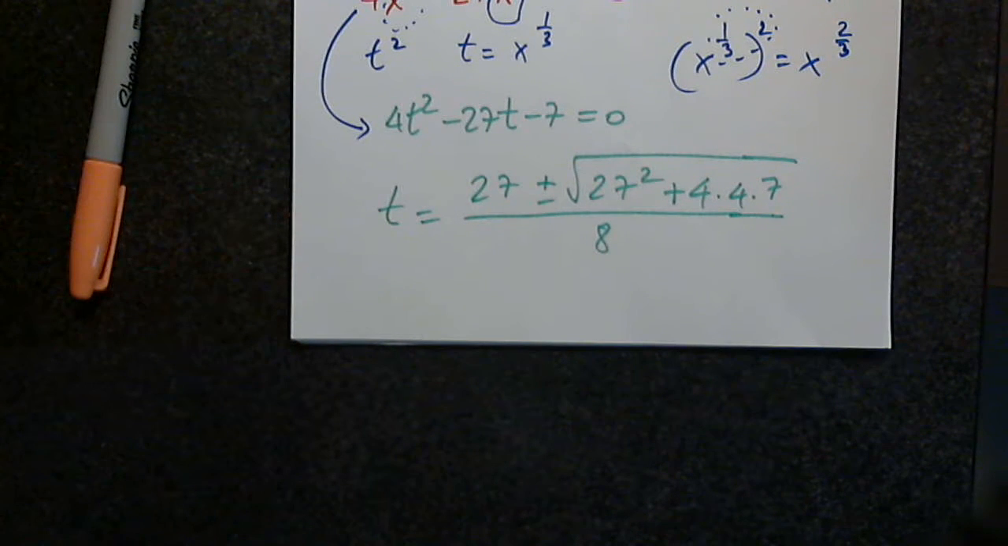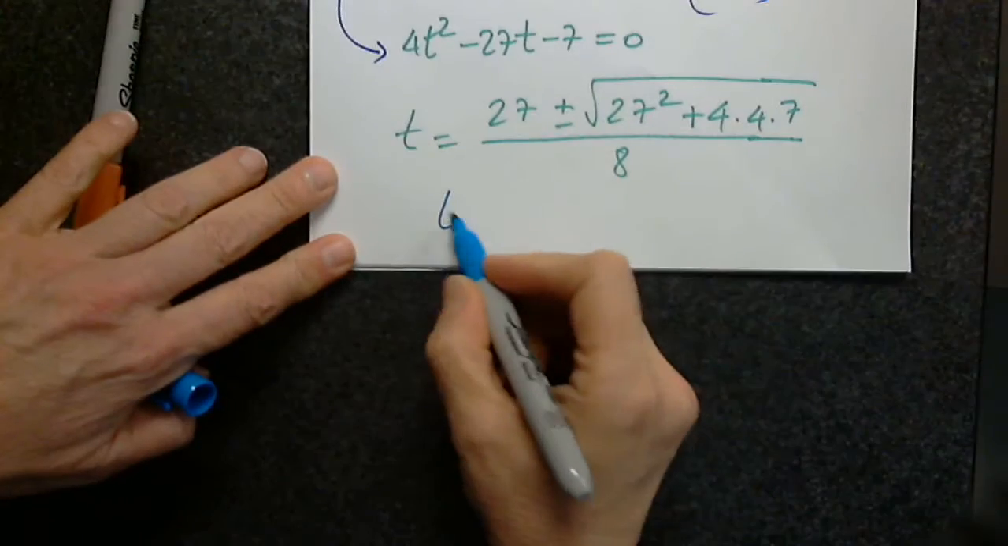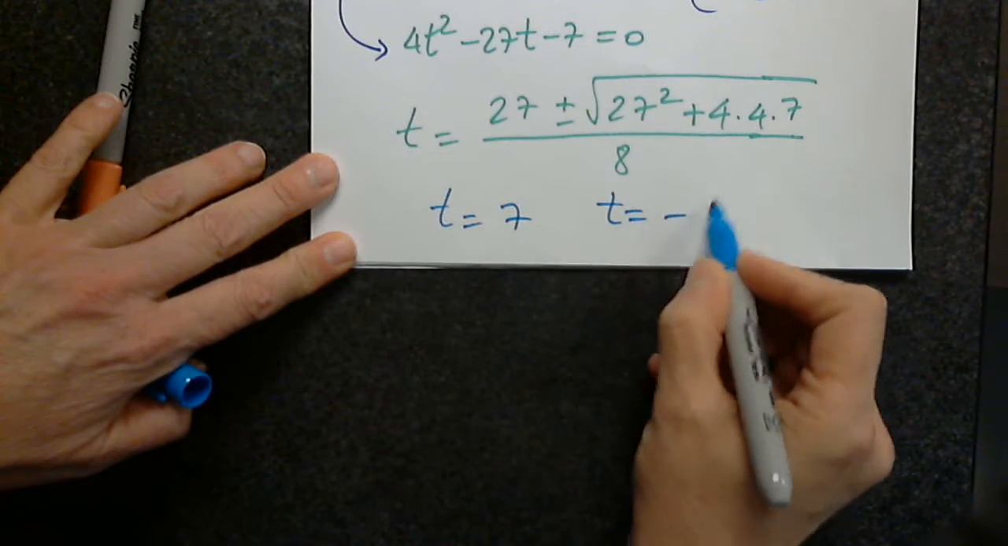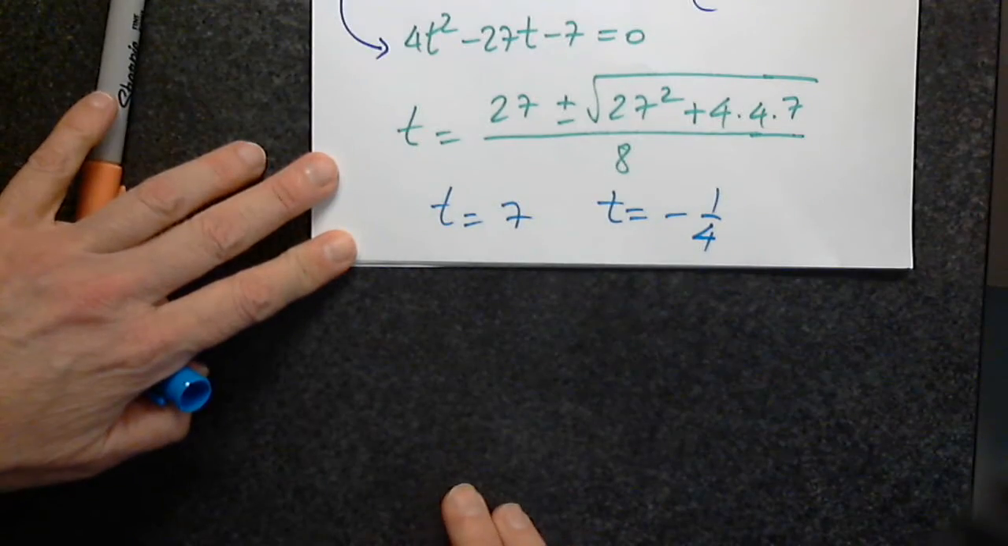But this is not done. These are just the 2 values for what? For t, indeed. So these are the values for t. Any questions on how we got these 2? Is this okay? Everyone? Any questions? Okay. So then I will write t equals 7 and t equals -1/4.